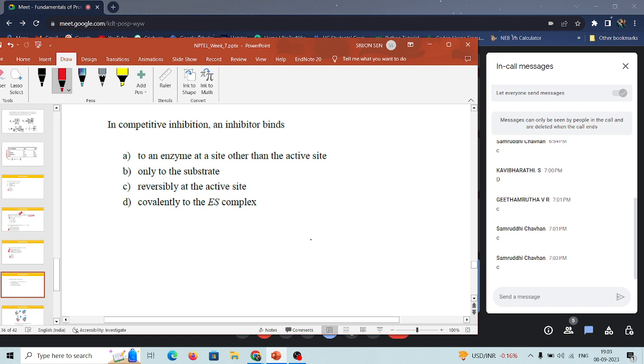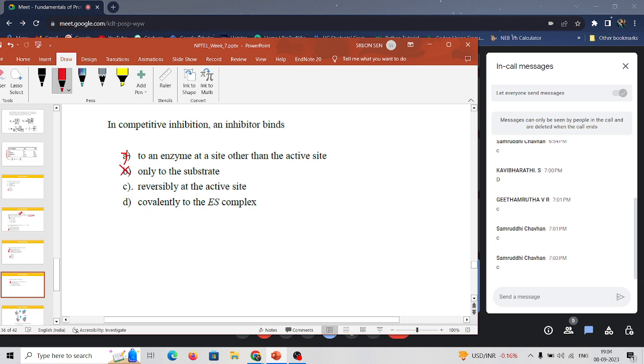So what is a competitive inhibition? There is a competition that is going on between the substrate and the inhibitor. That much we need to keep in mind. So what are the options telling? The inhibitor binds to an enzyme at a site other than the active site. That is incorrect. Only to the substrate. Okay, it is going and binding only to the substrate. That is also not correct, because it is going and binding to the enzyme reversibly at the active site and covalently to the ES complex.